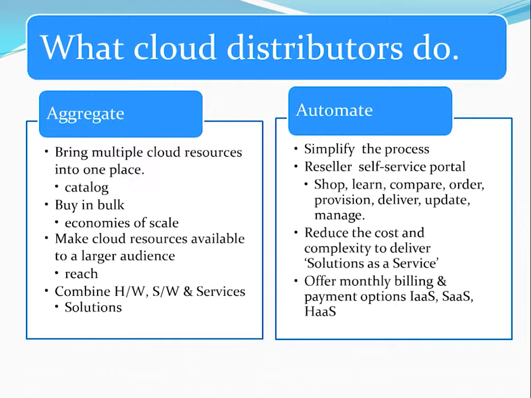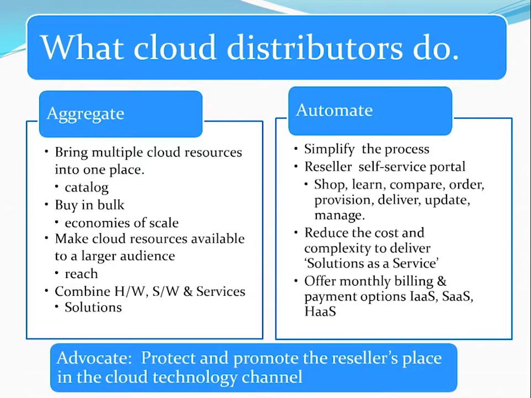Aggregate and automate. The third one is advocate. This one's important. And so, you know, if all we did was wait for the cloud to come to us, we'd wait forever. It wouldn't come to us. In fact, it's already gone around us. It's designed to go around the channel, to not use a channel. And so the cloud distributor's job, and one of our key responsibilities, is to always have our hand up saying, okay, this has to go through your channel. There has to be a channel for this.